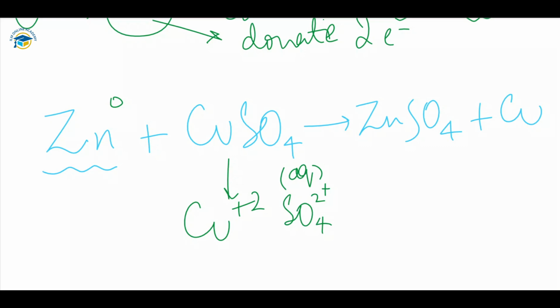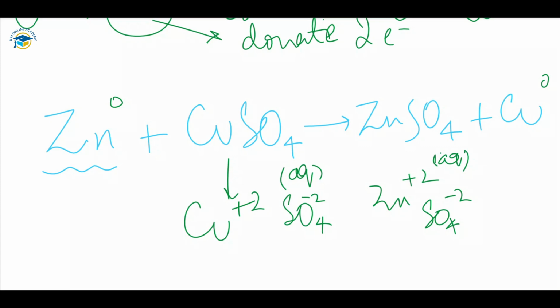So copper has the +2, that means 2 electrons are donated, and sulfate has the -2 charge. Okay, and now moving towards the zinc sulfate, this is also the aqueous solution. So in that aqueous solution we have Zn +2 and sulfate SO4 -2, and this copper is present in the free element form, so it's 0.